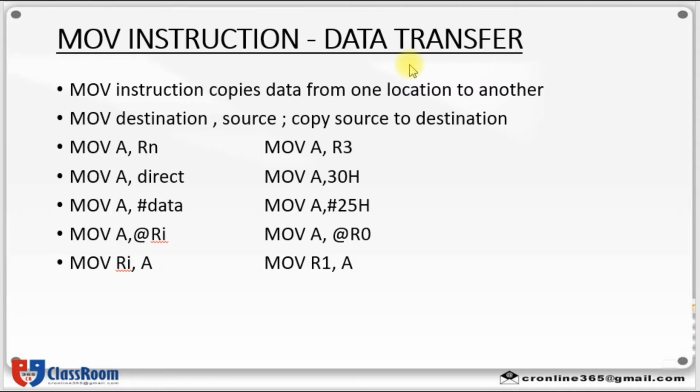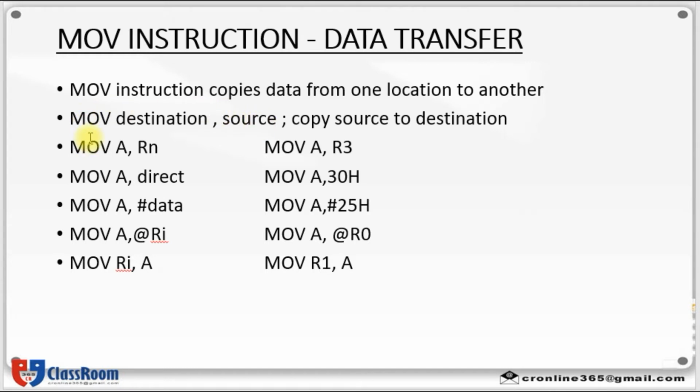All these instruction types can be expressed in 4 addressing modes, that is immediate addressing mode, register addressing mode, direct addressing mode and indirect addressing mode. Addressing mode I have already taught in my previous video. So first instruction, move. Move means copies data from one location to another. Syntax is move destination comma source. That is, copy the value from source to destination.